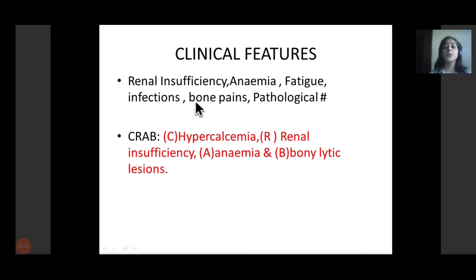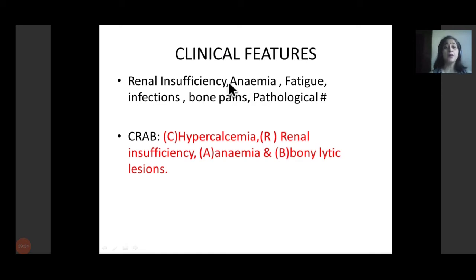As I described earlier, this patient can present with any of the features. They can come to the nephrology unit for the first time with complaints of puffiness of the face, pedal edema, or extreme fatigue, or they can describe some urinary symptoms. Or they can come to the general physician or the hematology unit with anemia, extreme fatigue, and recurrent infections, or they can come to ortho with unbearable bone pains, or pathological fractures, or fractures with a trivial or minor trauma.